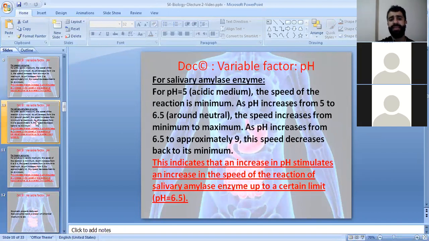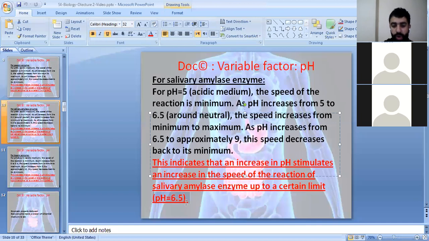For the salivary amylase, at pH equal to 5, an acidic medium, the speed of the reaction is minimum. As pH increases from 5 to 6.5, which is considered around neutral, around 7, the speed increases from minimum to maximum. And then as the pH increases from 6.5 to 9, the speed decreases back to its minimum. So this indicates that an increase in the pH stimulates an increase in the speed of the reaction, but only to a certain limit, about 6.5. So it works best at 6.5. Above 6.5, it goes back to its minimum.